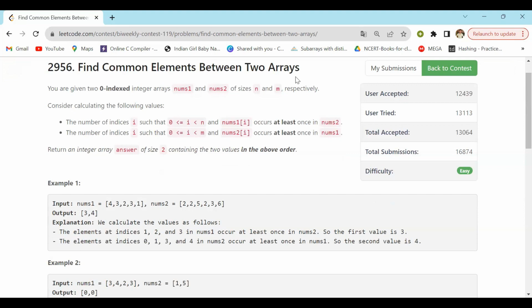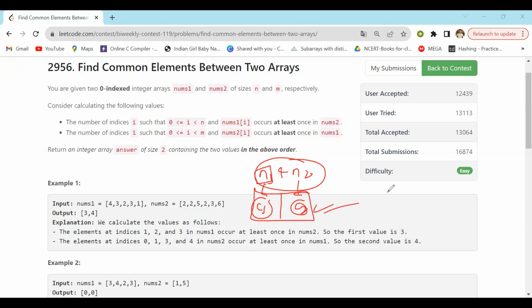Here it says we are given two arrays, nums1 and nums2, right? And in these two arrays, what we have to do? We have to tell how many values are there in nums1 which are also there in nums2. We have to return the count C1. And how many values are there in array two which are also there in array one. Return the count C2, right? So we have to return this as the output.